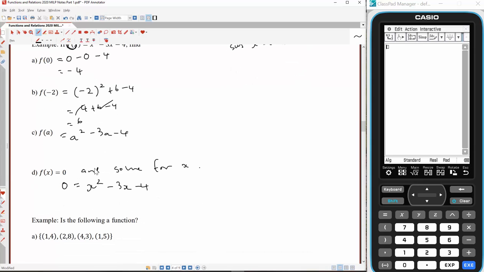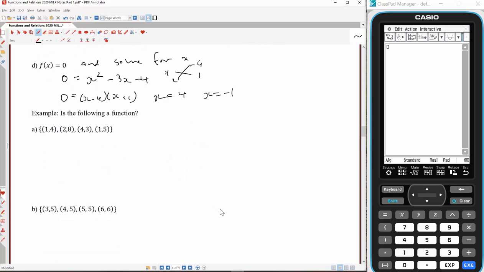All right, so basically what we're doing here is getting the x-intercepts. All right, so 0 equals x take 4, x plus 1. x is equal to 4, x is equal to negative 1. Okay, so f of x, or the y value, is equal to 0 when x is equal to 4, x is equal to negative 1.